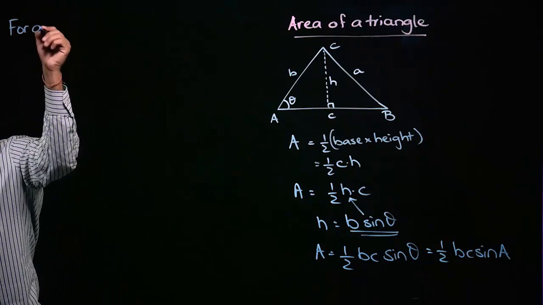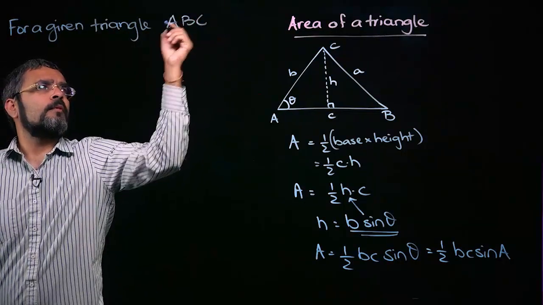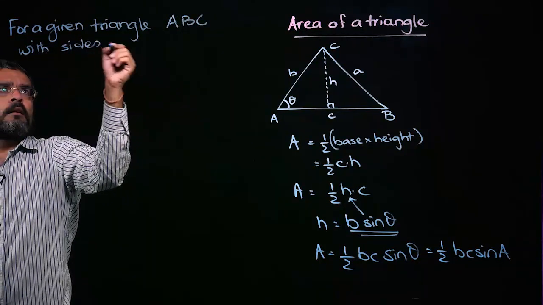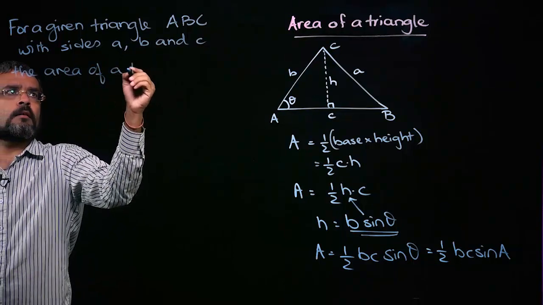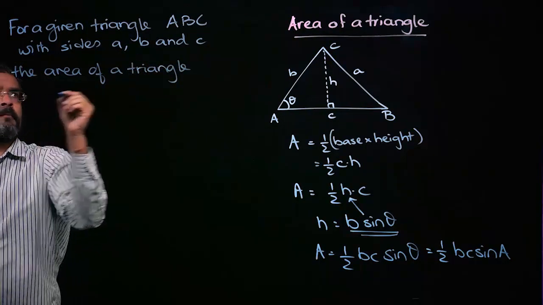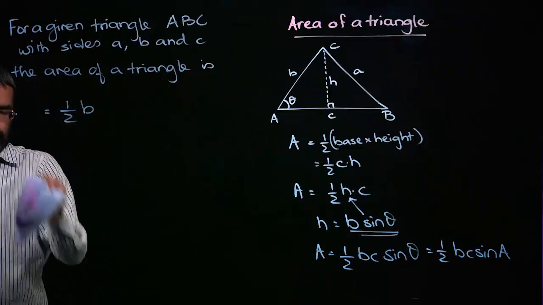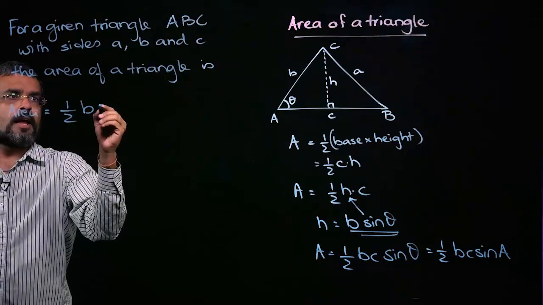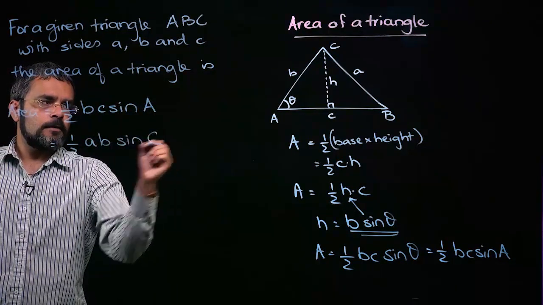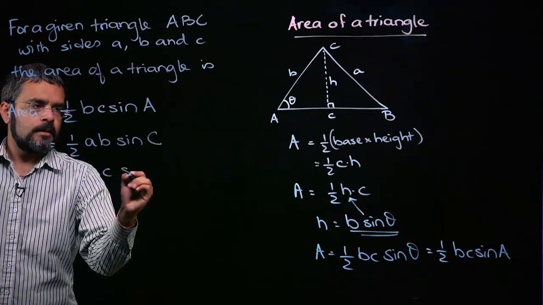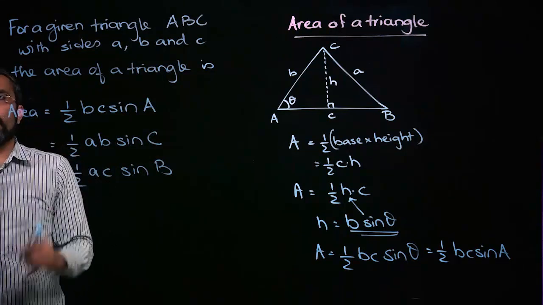Okay, so let's write down what the area of a triangle is. For a given triangle ABC, with sides little a, b, and c, the area of a triangle is given by: area is 1/2 BC sine of A, or I could also use 1/2 AB sine of C, or I could use 1/2 AC sine B. Depending on which angle is given to you, using any one of these formulas, you can figure out the area of the triangle.